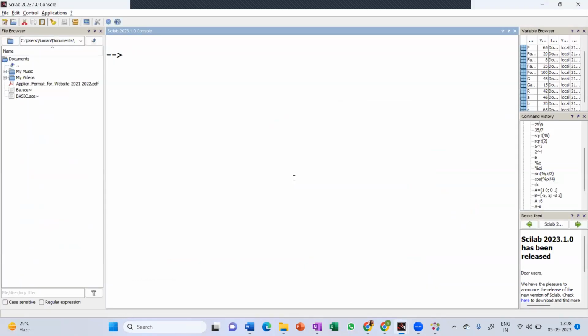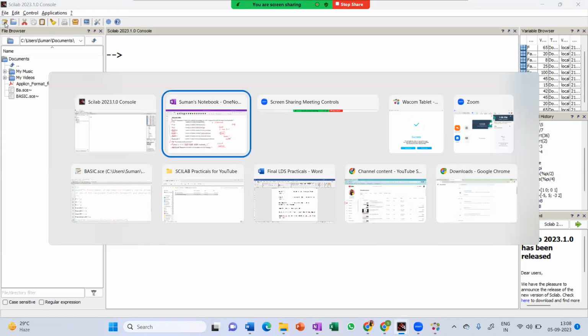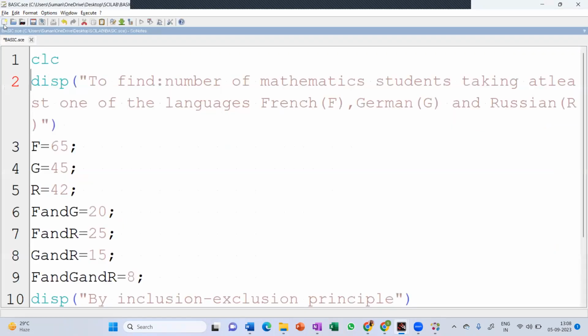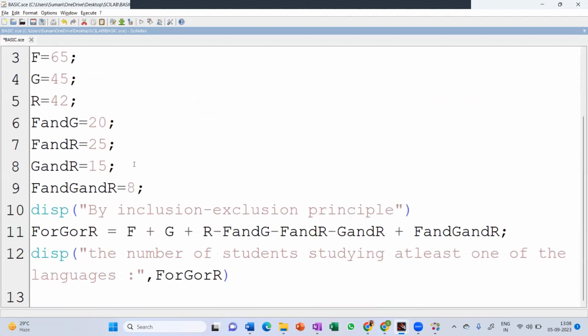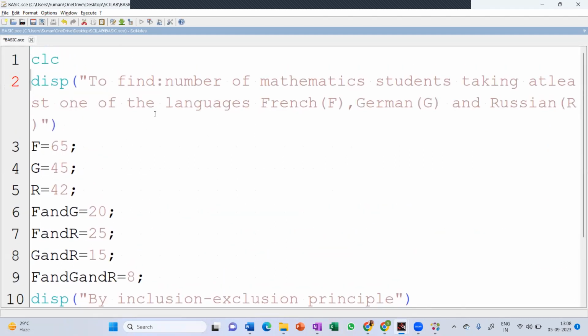So this is my console window. All of us know that this is where we type the code. In the top left corner, you click on this pencil icon, and then SciNotes gets opened. So just open SciNotes. So this is my SciNotes. You can see over here, I haven't mentioned the comment lines here because those are for our understanding. They are not read by the system, so there's no use of writing those comment lines.